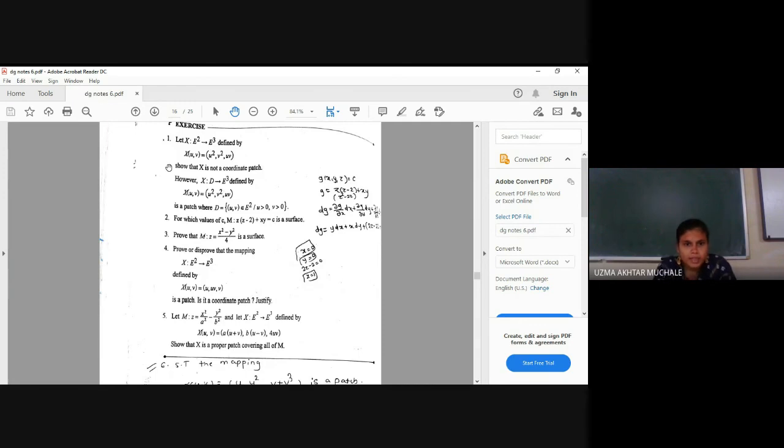Okay. Start it and show that this mapping is not a coordinate patch. It will be a coordinate patch only if u and v both are greater than 0. Okay. Solve it fast and tell me the answer.